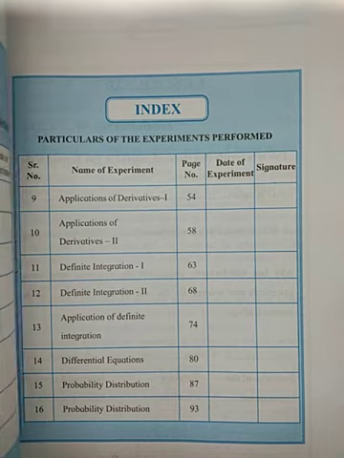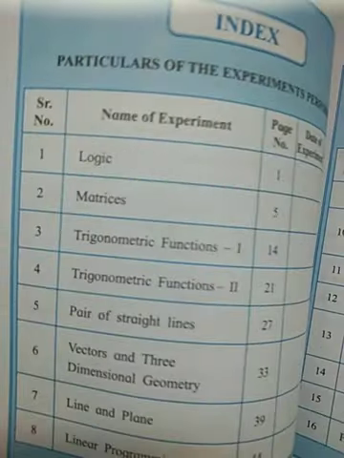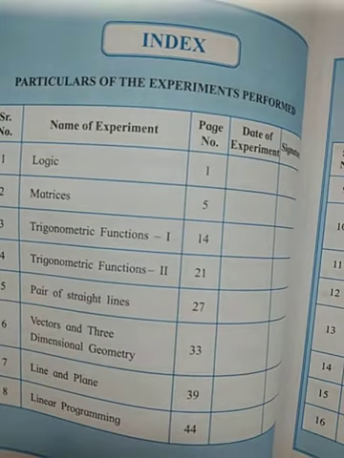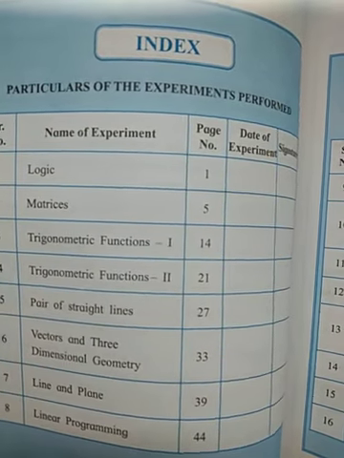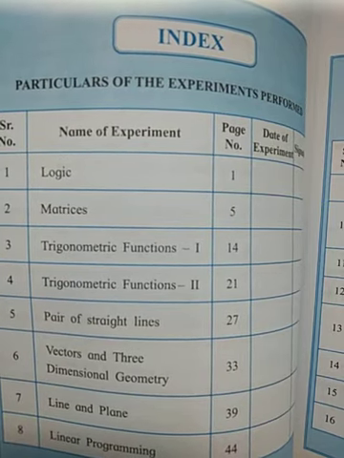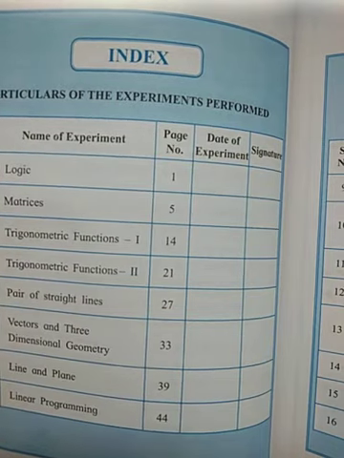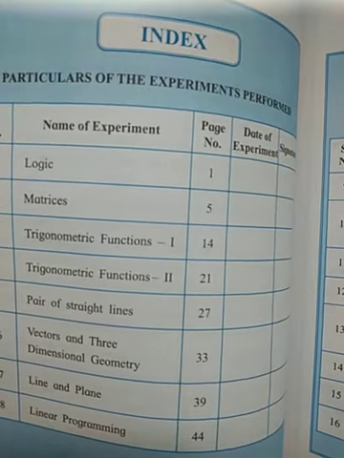This is the index page. Logic I have already completed. Under date of experiment, you will write the day when I completed logic. Matrices also I have already completed. You will write the respective date.